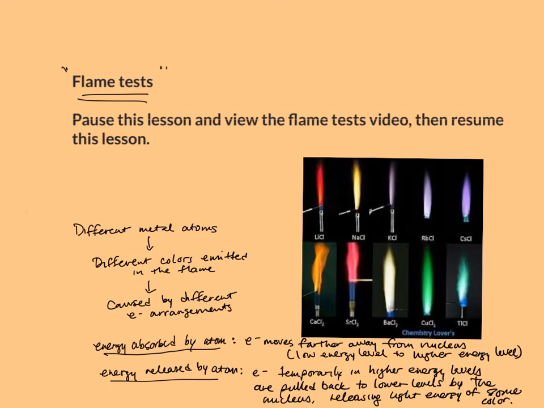Those different metal atoms have different colors emitted when they're placed in the flame, and this is caused by their different electron arrangements. The important features here are when the atoms experience heat, the energy is absorbed by the atoms and the electrons move from a low state near the nucleus to some higher energy state. And then when they are up in that higher energy state for a brief instant, the nucleus pulls them right back down and they release light energy of some color. And that determines the color of the flame that is seen in that test.